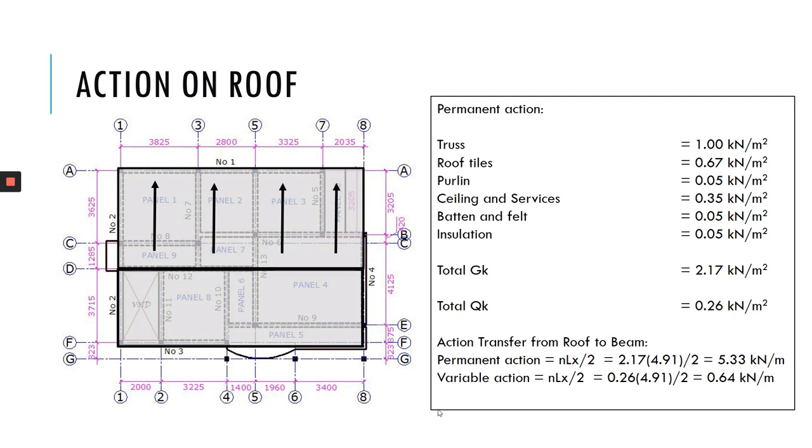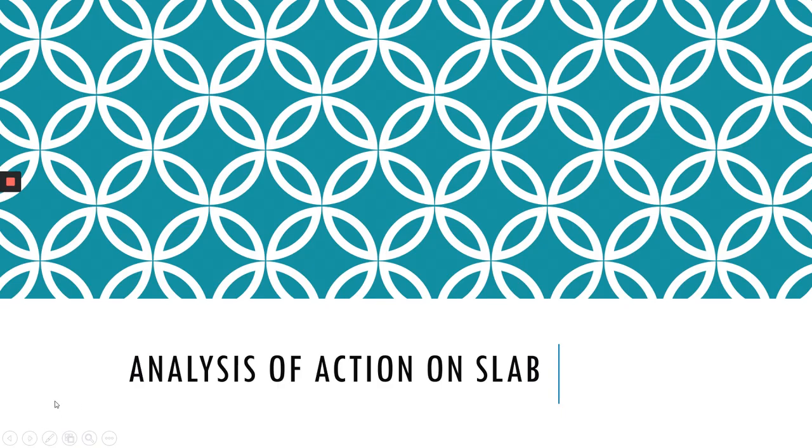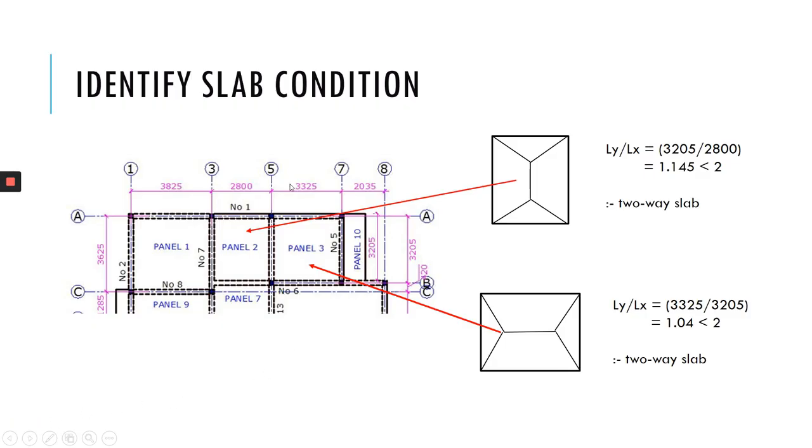Okay, we have to separate also between the permanent action and also variable action, because we have to get the total permanent action and variable action for each of the element from slab, beam, and also column, because we are going to use that value in order to design foundation. Okay. Next process is analysis action on slab. So the analysis action on slab here, so I'm going to analyze panel 2 and also panel 3.